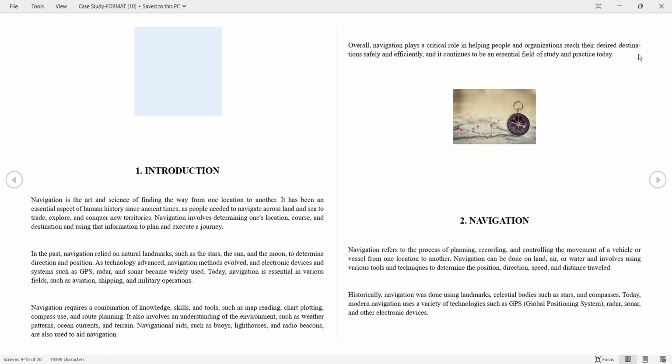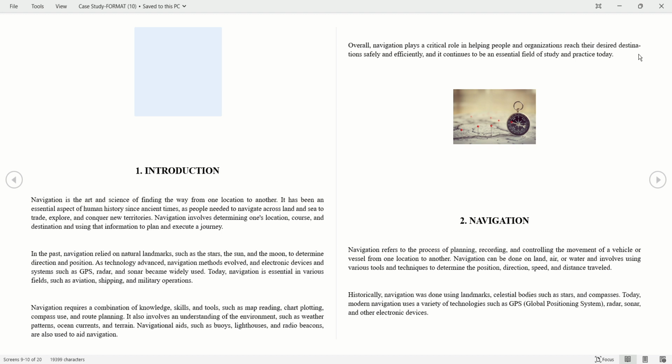Navigation requires a combination of knowledge, skills, and tools such as map reading, chart plotting, compass use, and route planning. It also involves an understanding of the environment, such as weather patterns, ocean currents, and terrain. Navigational aids such as buoys, lighthouses, and radio beacons are used to aid navigation. So overall, it plays a crucial role in traveling safely and efficiently over the world.